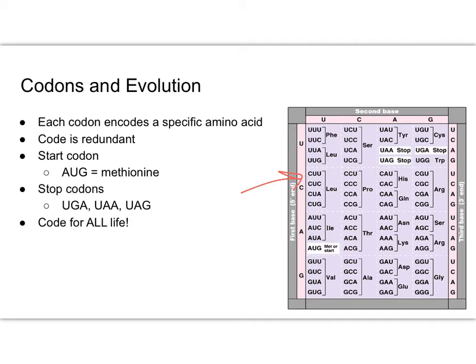It codes for leucine in mushrooms. It codes for leucine in trees. It codes for leucine in algae, in any organism. So that code is common. Your freshman year, we called it the universal genetic code. So it's the same code for all walks of life. So that's one of our strongest supports for a common origin for life.